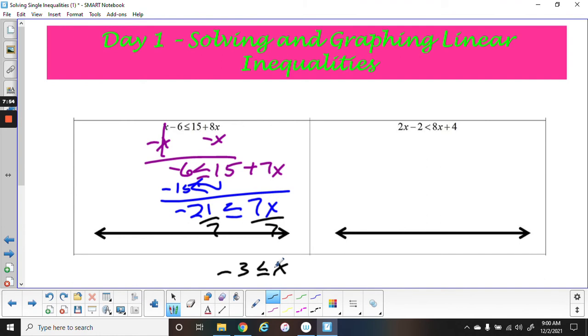And if you ever end up with the x on the right side, do one more step and flip it. So I'm going to make that x, and see how the open mouth is facing the x, so I need to go x is greater than or equal to -3.